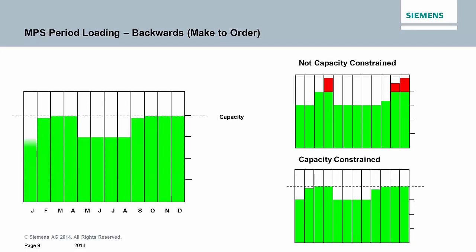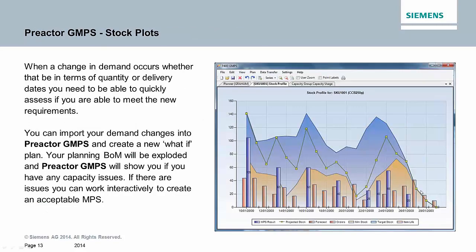Whenever a change in demand occurs, you need to be able to quickly assess if you will be able to meet the new requirements. Highlighting potential problems early allows action to be taken to balance demand and capacity so that you optimize your production operations. Here we see each tan bar is my forecasted demand. The purple bars are my production plan, and the blue area is my target and minimum stock levels, so I want my inventory level to be floating somewhere in that blue area.